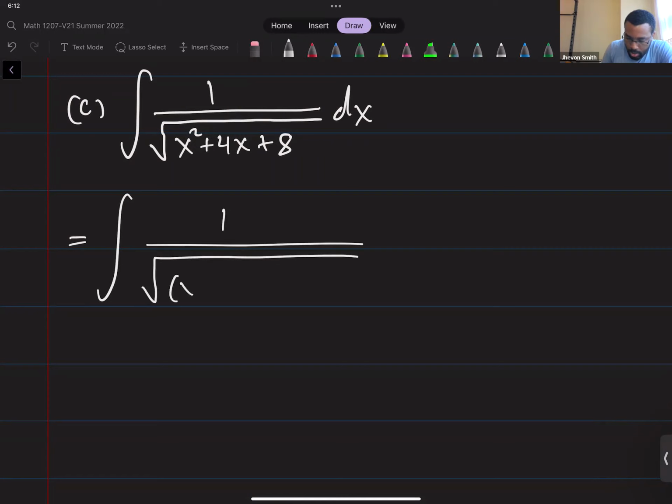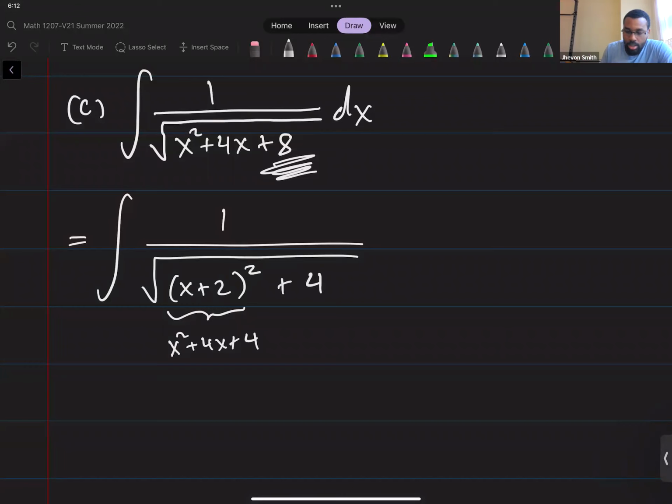So this is x plus 2. Remember that 2 is going to be half of this 4, and you square it. So there's a method to complete the square, but you can actually sort of eyeball it. If you expand this, you would get x squared plus 4x plus 4. And originally you had an 8. So to maintain that, obviously you would need to add another 4 here.